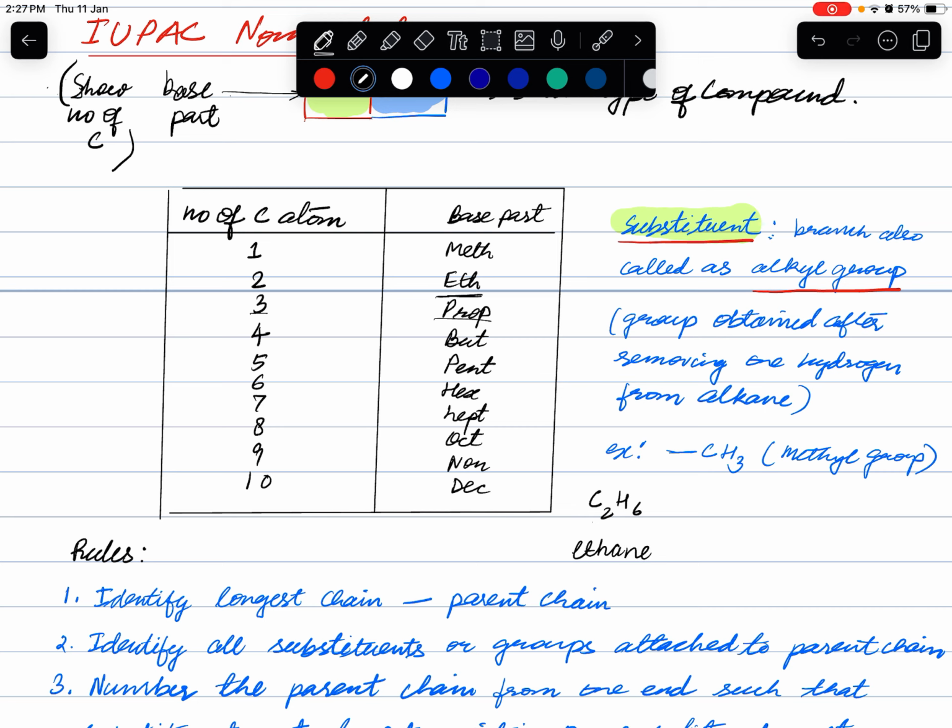Now, from ethane, if we remove one hydrogen, what are we left with? We are left with C2H5 and one valency on one of the carbons will be free. This is called the ethyl group. So the ethyl group is a substituent, and it will be a branch. Fine. The same is true for any number of carbon atoms.